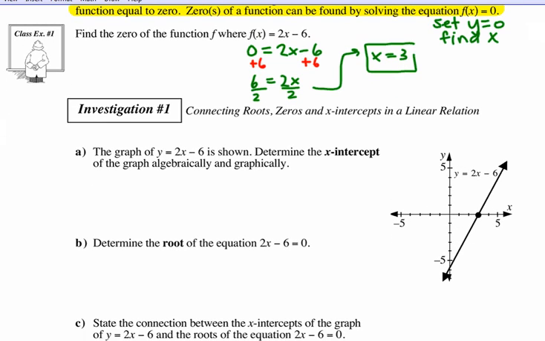So connecting roots, zeros, and x-intercepts. Determine the x-intercept of the graph just by looking at it. What is it? 1, 2, 3. Okay, 3. So notice that's our x-intercept. Determine the root of the equation. So the root, we said 2x minus 6. What would make this 0? X equals 3. Okay, so what's the point? The point is I want you to understand that roots, zeros, and x-intercepts are all the same thing. They're different words for the exact same thing. Okay?